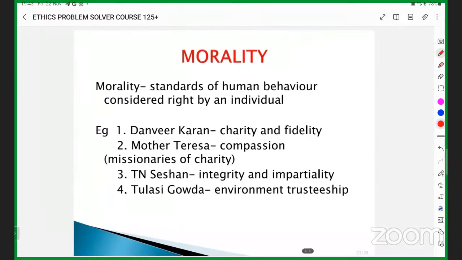Moving forward to the next topic, that is morality. Now, the definition of morality is standards of human behavior. Again, morality is also standard considered right by an individual. Now, this is where the difference comes. Considered right by an individual, जो एक individual को लगता है कि ये सही है.